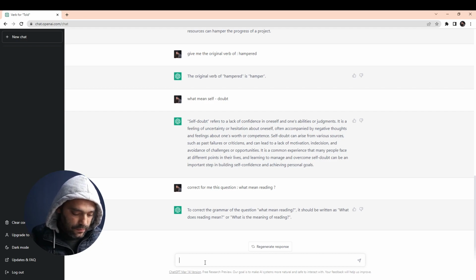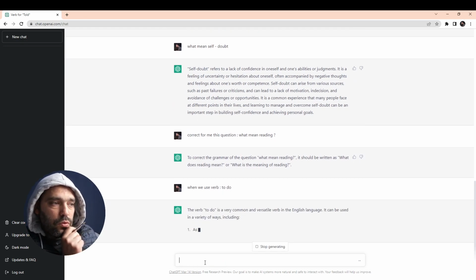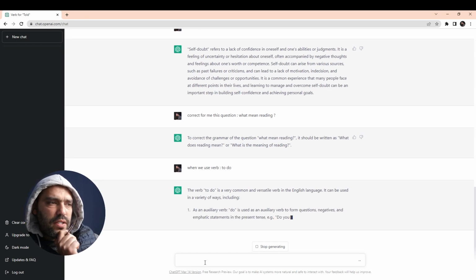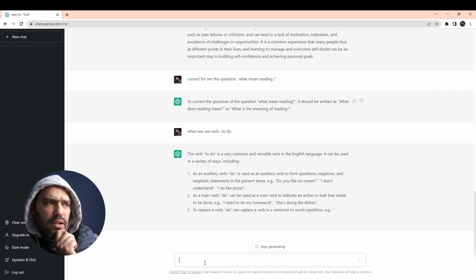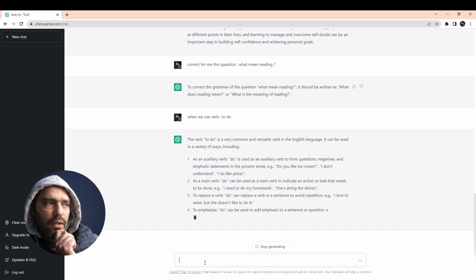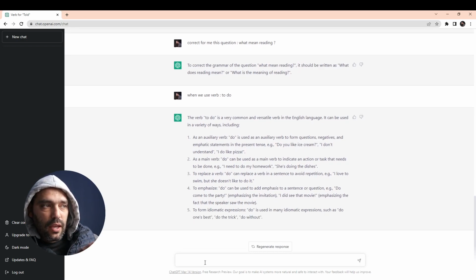The next question is: when we use the verb to do. The verb to do is a very common and versatile verb in the English language. It can be used in a variety of ways, including as an auxiliary verb. Do is used as an auxiliary verb to form questions, negatives, and emphatic statements.